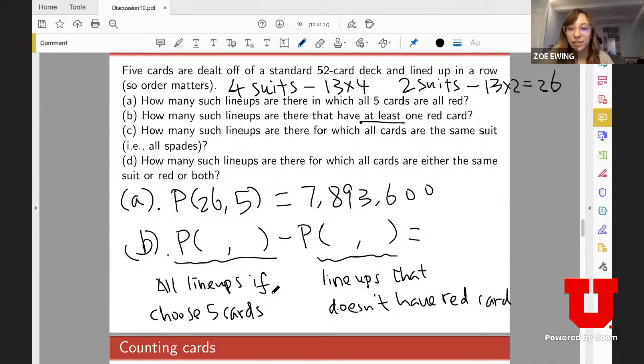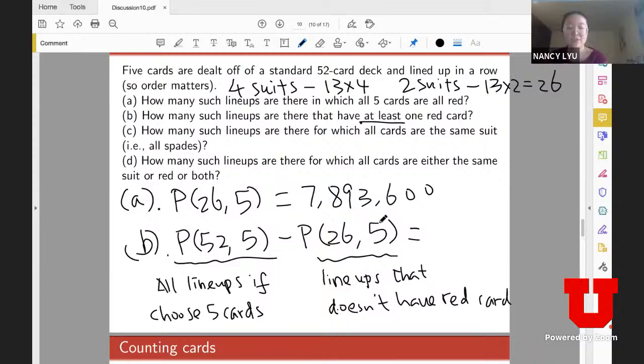So the first part is all the lineups if we just want to choose 5 cards randomly, and we do not care about the color or whether they're in the same suit. We just want to choose 5 cards. Oh wait, sorry, there is an answer. Someone put 52P5 for the first permutation and 26P5 for the second. That is correct. 52P5 means that we just want to choose 5 cards from 52, and that's all the possible lineups.